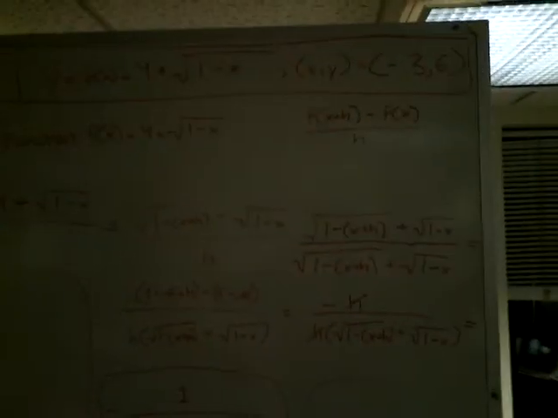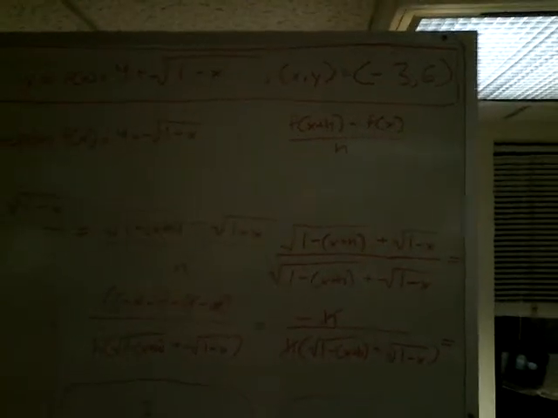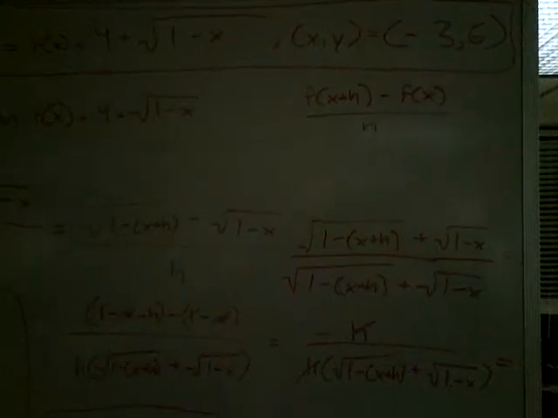So in order to solve this, we need to remember the formula that's been taught: f of x plus h minus f of x over h. And what we do is just plug in those values to find our answer. So when you plug in the original function for f of x plus h, you come up with 4 plus the square root of 1 minus x plus h.